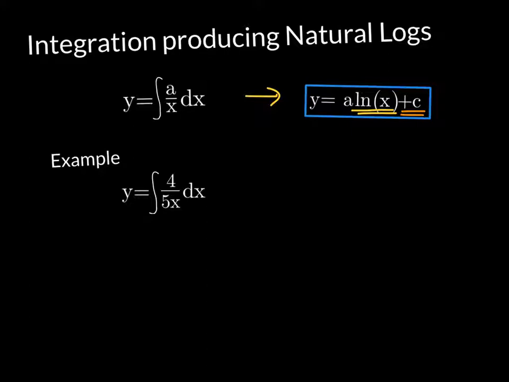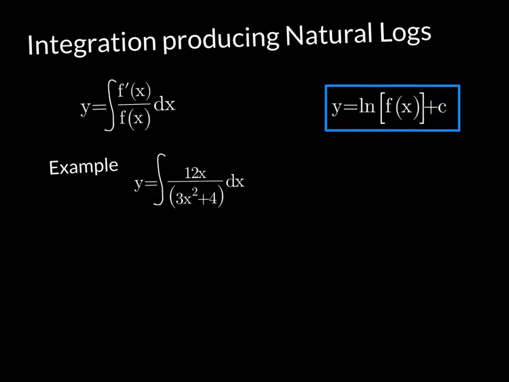So let's look at an example where we have y is equal to the integral of 4 divided by 5x, and we're integrating with respect to x. And basically what we can say is that a here is equal to 4 over 5, so we can say that y will then be equal to, for integrating that, 4 over 5, the natural log of x, plus c, our constant of integration. So it is as simple as that.